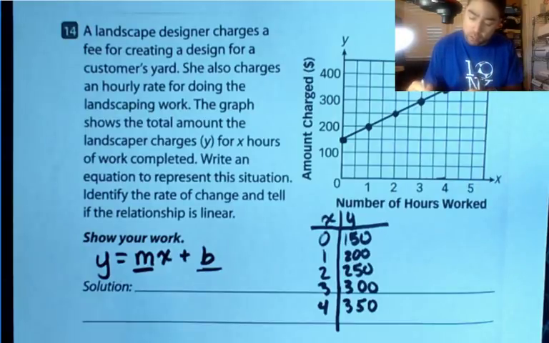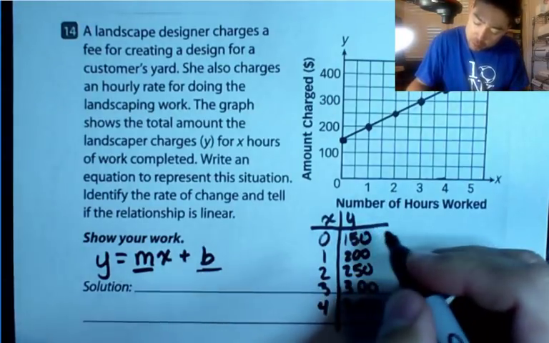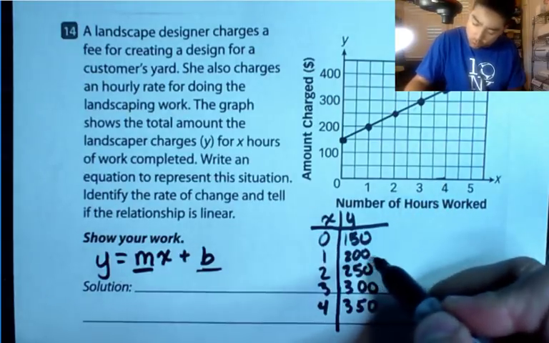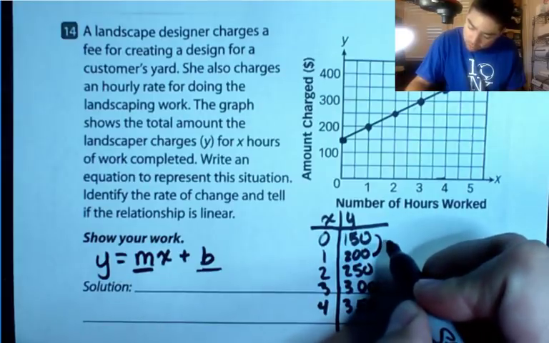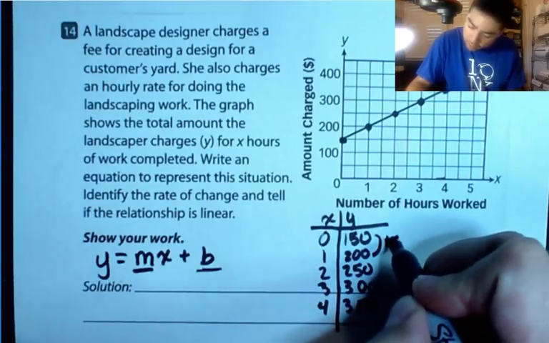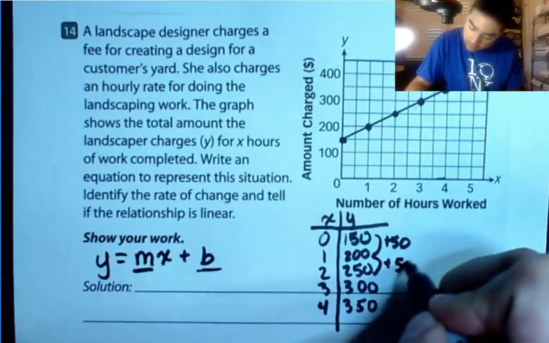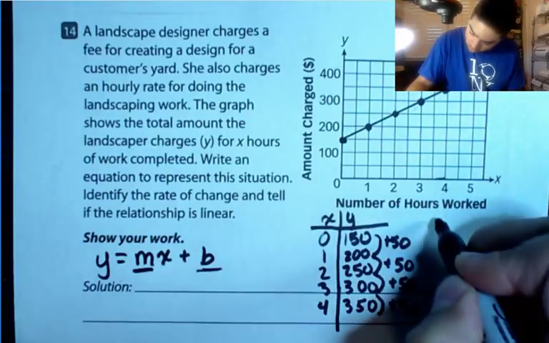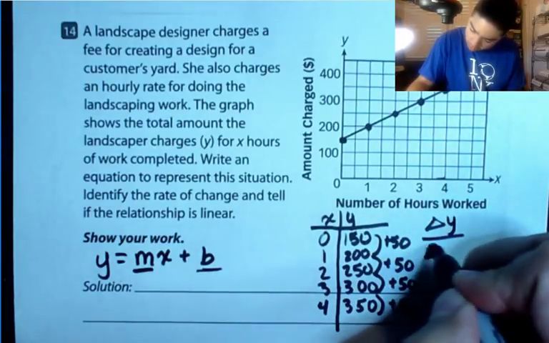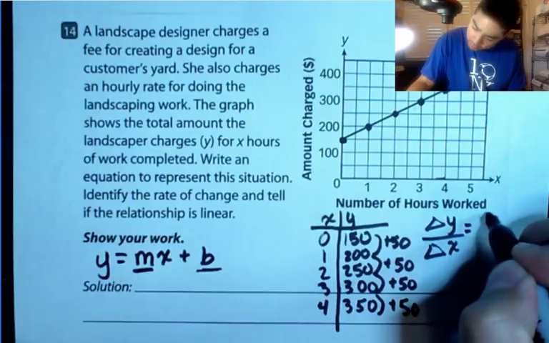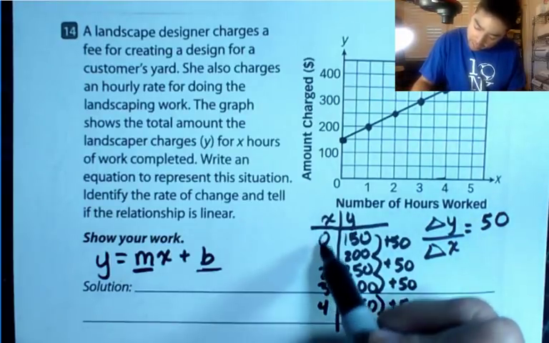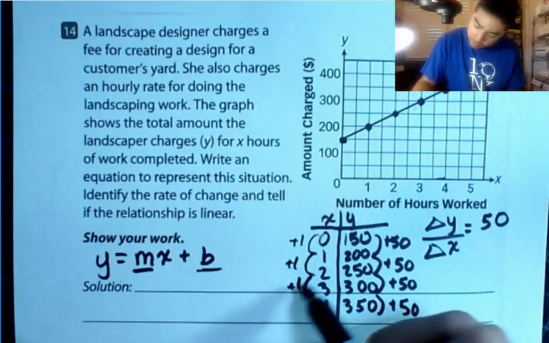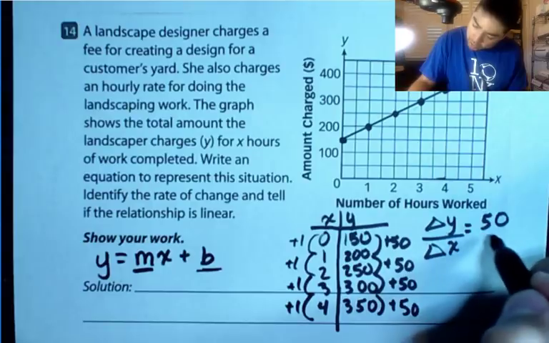So first we have to find the rate of change. How much is it increasing by? What's the change in y over the change in x? If we look at the change in y values, it's constantly increasing by 50. So our rate of change is our change in y over our change in x. We said our y is increasing by 50, and the x is increasing by 1 every single time. So our rate of change here is 50 over 1.